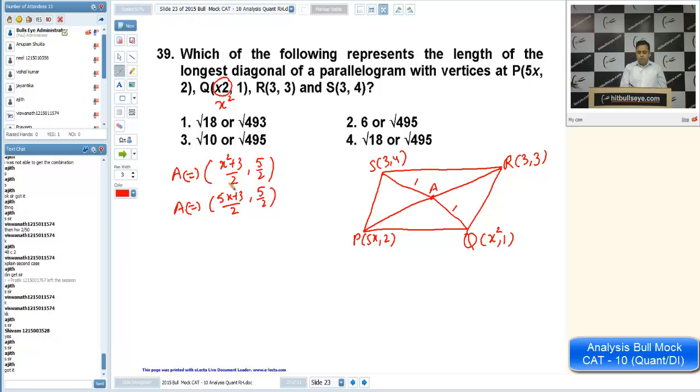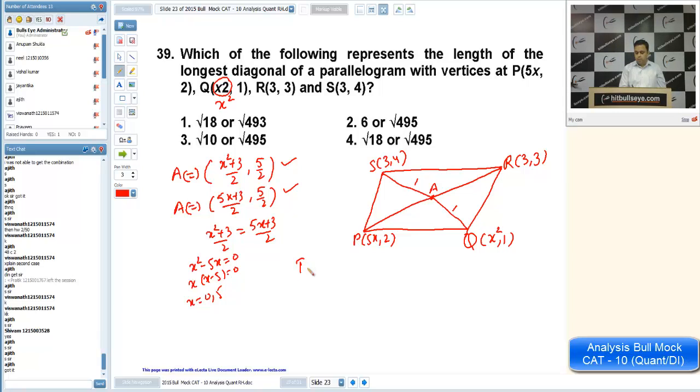Okay. Now, since these two are the coordinates of the same point A, we can equate the x part. So that means x square plus 3 by 2 equals 5x plus 3 by 2. From here, we can say that x square minus 5x is equal to 0, or x into x minus 5 is 0, or x is equal to 0 or 5. Now you can solve it.